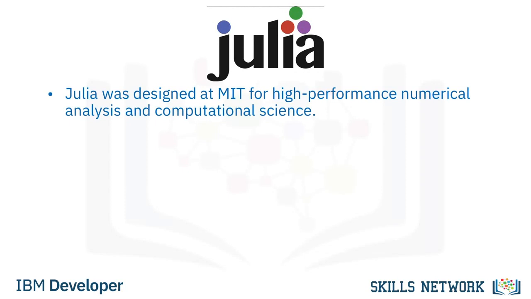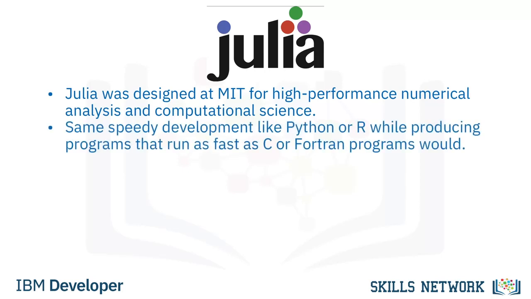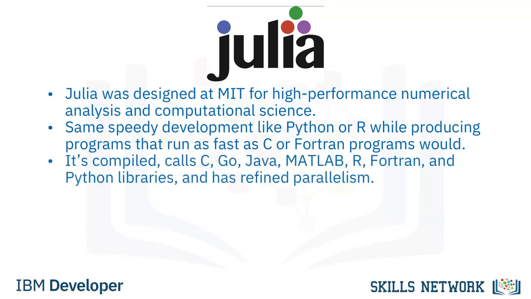Julia was designed at MIT for high-performance numerical analysis and computational science. It provides speedy development like Python or R while producing programs that run as fast as C or Fortran programs. Julia is compiled, which means that the code is executed directly on the processor as executable code. It calls C, Go, Java, MATLAB, R, Fortran, and Python libraries, and has refined parallelism.